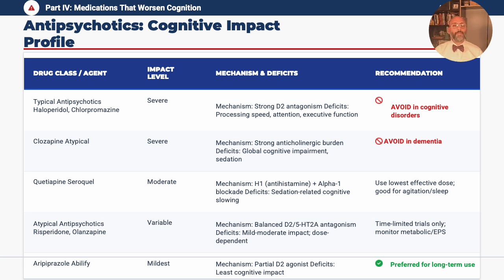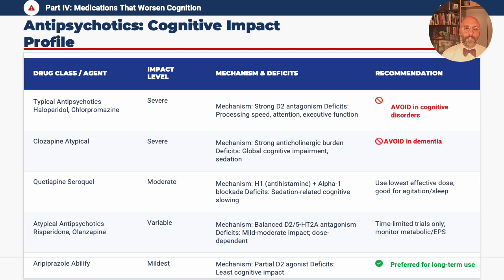Other atypicals like risperidone, olanzapine are variable. Their cognitive impact is dose dependent, so use time-limited trials and monitor closely for metabolic and EPS side effects. And finally, aripiprazole has the mildest cognitive profile, but one of the longest half-lives. It's a partial D2 agonist, and it produces the least cognitive impairment. So often when long-term antipsychotic use is unavoidable, this might be the game plan.